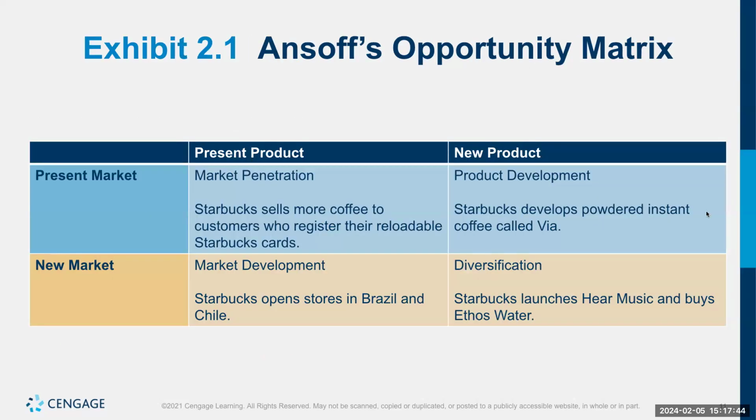All right, so this is Ansoff's opportunity matrix in a presentation format or in a table format, so you can see what we're looking at. You have the present market, the new market, the present product, and the new product, and you can see how that matrix is laid out within that quadrant.